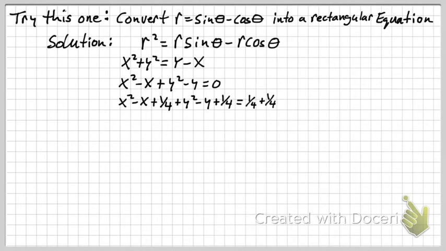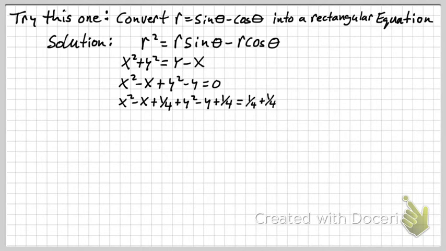Then I'm going to get this into standard form by completing the square. Don't be intimidated. What's the coefficient in front of the x? It's -1. Cut it in half. It's 1/2, and square it. So that's what completes the square.